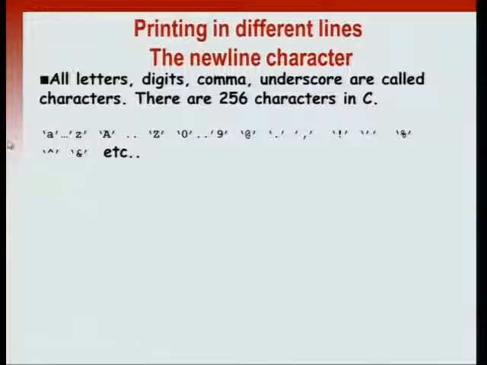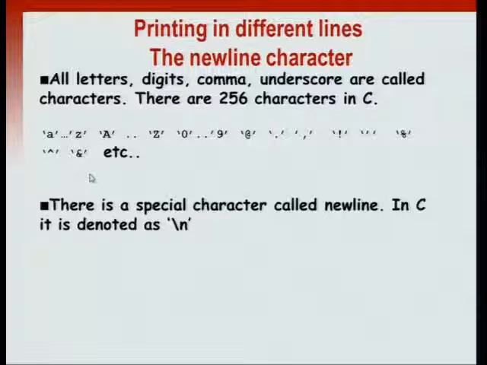All letters, digits, comma, punctuation symbols, these are all called characters in the C programming language. There are a total of 256 characters in C. 256 is 2 to the 8. So for example, the small letters a to z, capital letters A to Z, 0 to 9, the @ symbol, other punctuation symbols like dot, comma, exclamation mark, and so on, are all characters in C.